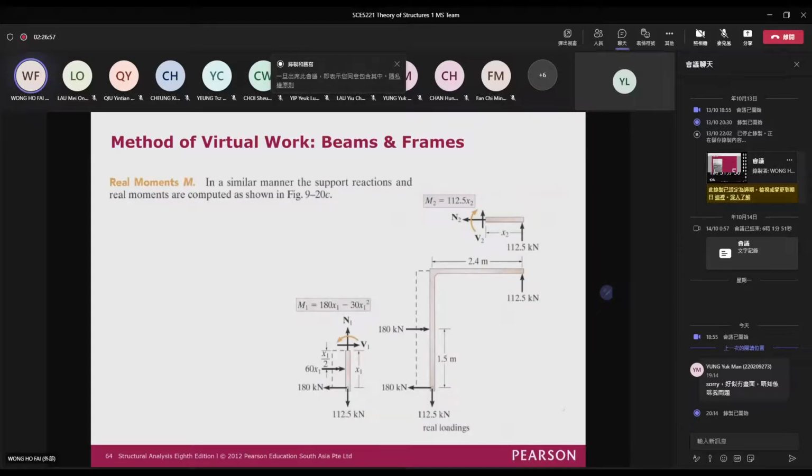At the same time, we can do that for our members under the real load. Under the real load, we can find the support reactions here, here, and here. Then you can cut a free body diagram, and this is the shear and the moment at the member ends. Then you can consider the equilibrium and find the moment equations, M1 and M2.